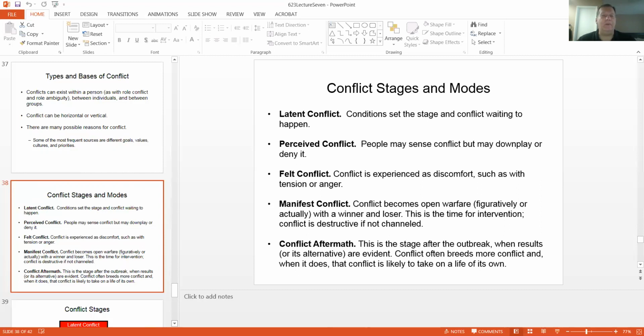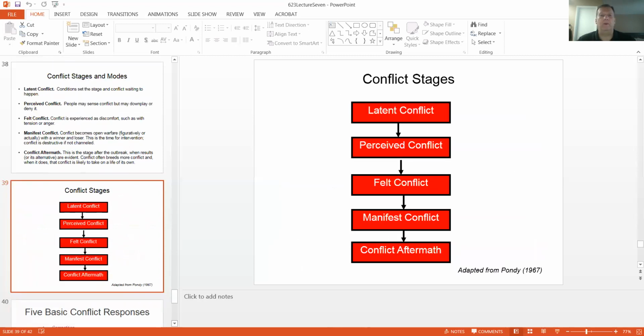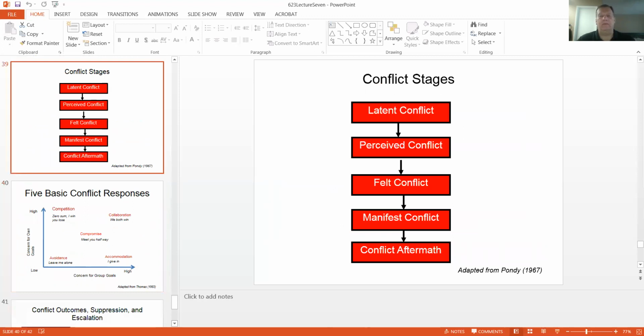Then there's the conflict aftermath stage. After the outbreak of conflict, this is where we kind of see the fallout. This is where we see all the damage that has been created by the conflict. So again, looking at the different conflict stages, latent to perceived, to felt, to manifest, to conflict aftermath, where we need, I don't have this slide on there, but where we need at the very latest to intervene as a leader is in manifest conflict. If we don't intervene at that point, that's when we're going to have problems.